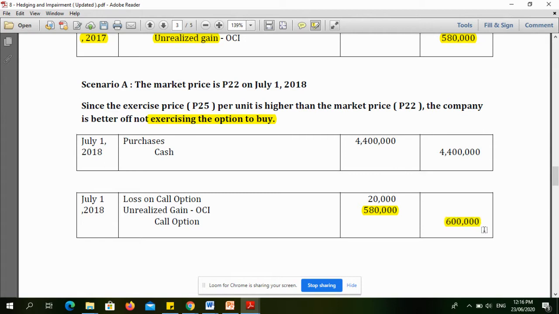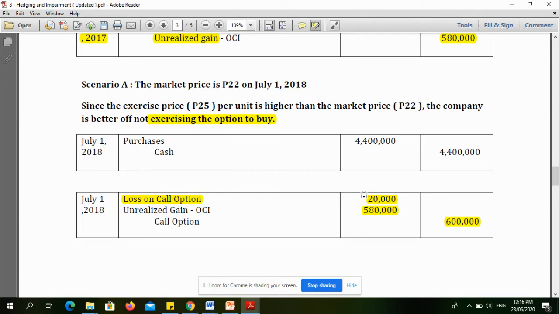So, we close the call option account. But remember, we have a loss on call option. So, pag tinatanong, how much is the loss on the option, ang answer dito will be the purchase price or the cost of the option, which is 20,000 pesos.